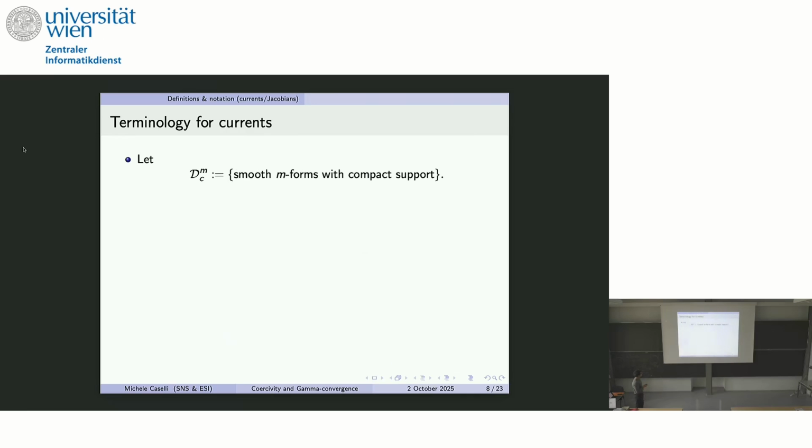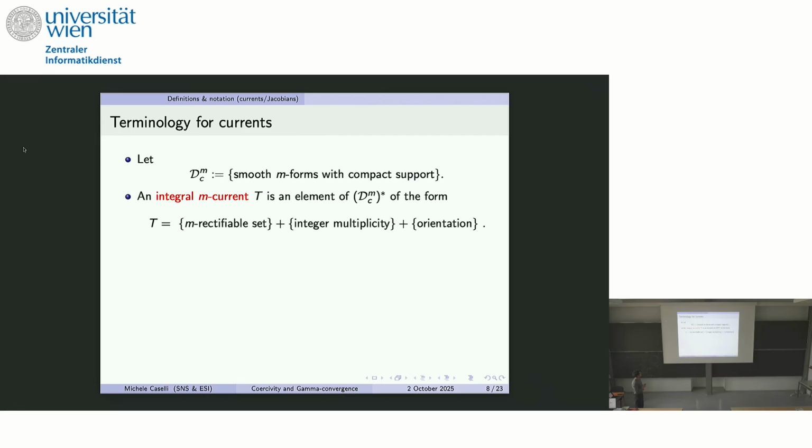So just to fix the notation, I will call D^M_c the space of smooth M forms with compact support. Then for us today, an integral M current will be an element of the dual of the M forms, so a guy on which you can integrate M forms. Of this form is an M rectifiable set, so you have Lipschitz charts, if you want, an integer multiplicity and an orientation, okay? So I will never speak about general currents, so I don't see the point in presenting general currents.